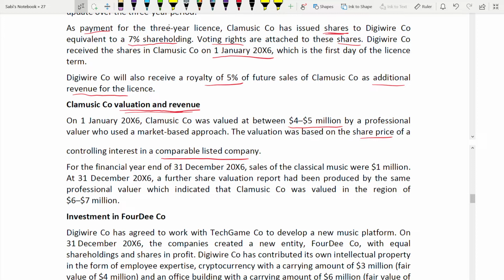Next, for the financial year end, sales of Clay Music were 1 million. At 31st December 2006, a further share valuation report was produced by the same professional valuer, which indicated that Clay Music was valued in the region of 6 to 7 million.